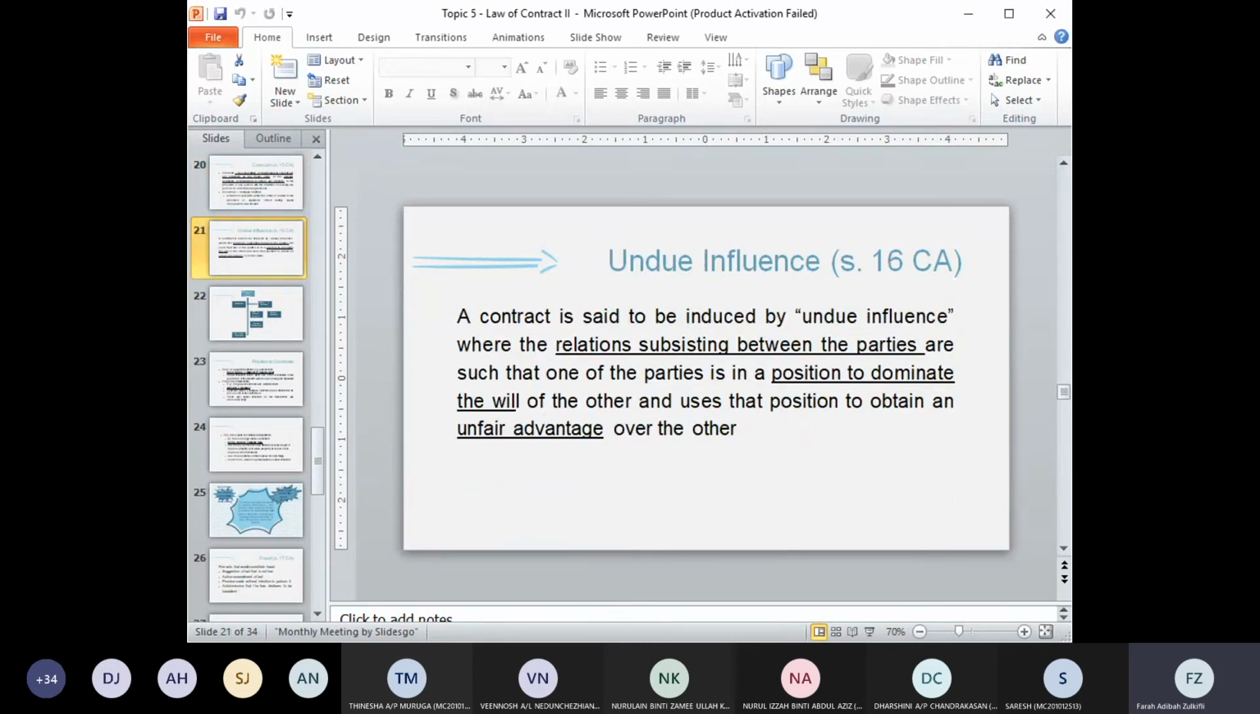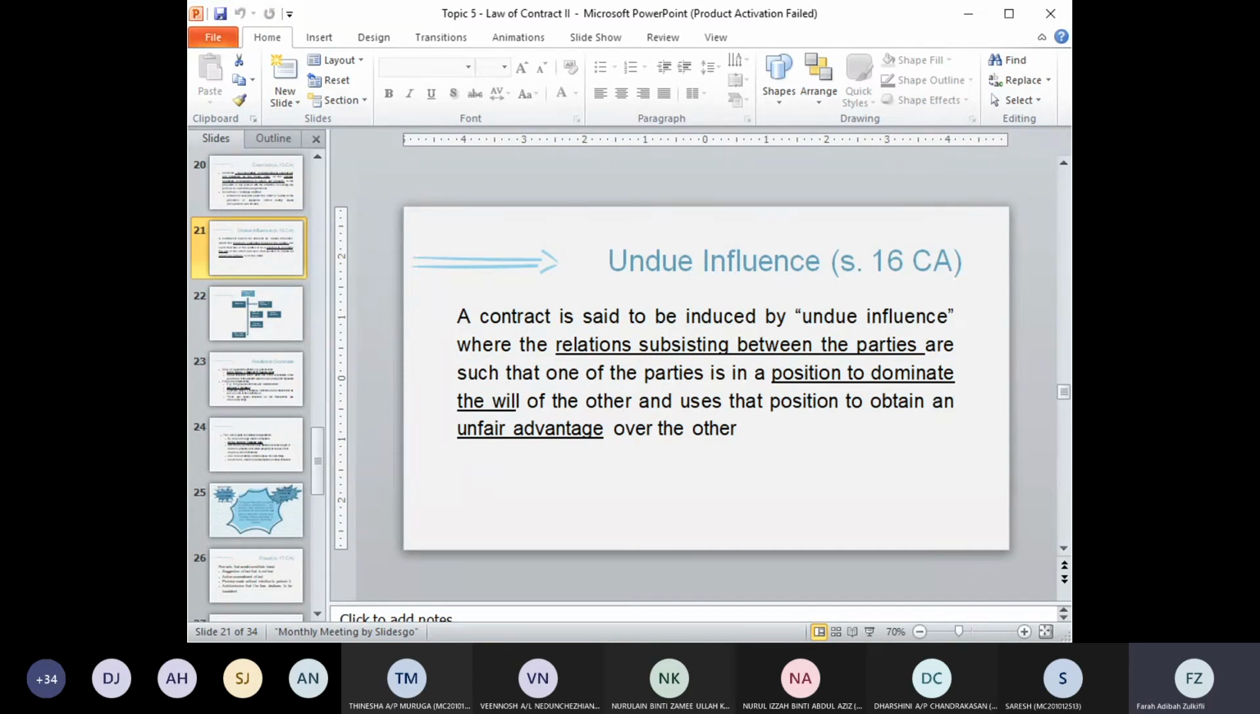The second one is undue influence. Undue influence is when a contract is induced by the relations subsisting between the parties, and one of the parties is in a position to dominate the other, and that person has used that position to obtain an unfair advantage over the other.